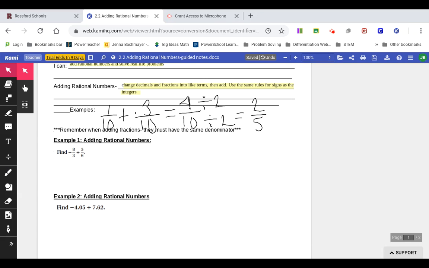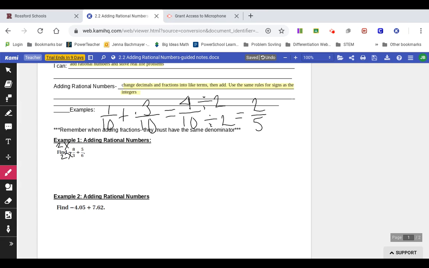Example 1, adding rational numbers. So this time we have a negative 8/3 plus a positive 5/6. So the first thing I want to do is check to see if they have common denominators, and they do not. I see a 3 and I see a 6. I'm going to ask myself, what can I do to that 3 to make it a 6? And I'm going to times it by 2.